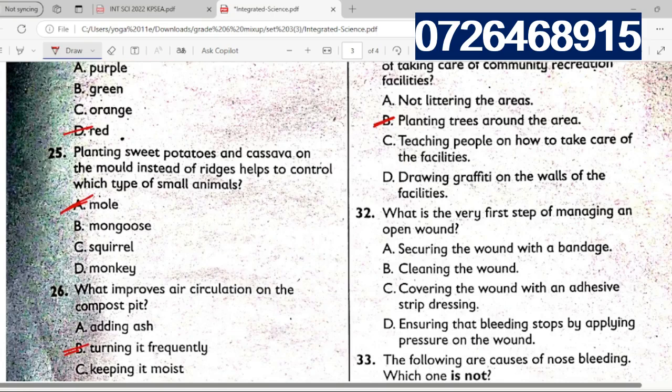What is the very first step of managing an open wound? Securing the wound with a bandage, clean the wound, cover the wound with an adhesive strip, ensure the bleeding stops by applying pressure. You should clean the wound first.